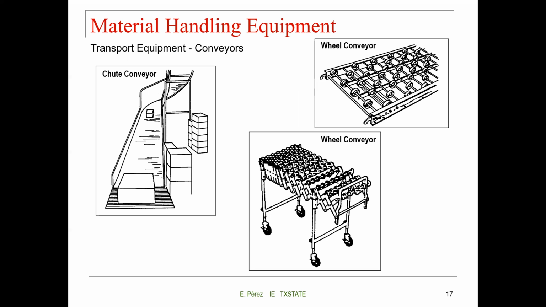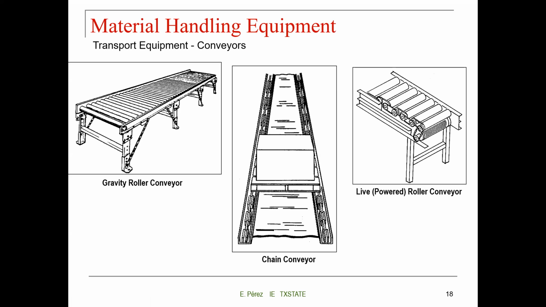So here are some examples. This is a chute conveyor. It's mostly based on gravity. Then the wheel conveyor, something that you can move around. There are two types. This one can be transported to different places, and this other one at the top has to be fixed. Gravity conveyor, chain conveyor, and live roller conveyor. So it has some type of engine or motor to move the conveyor belts.